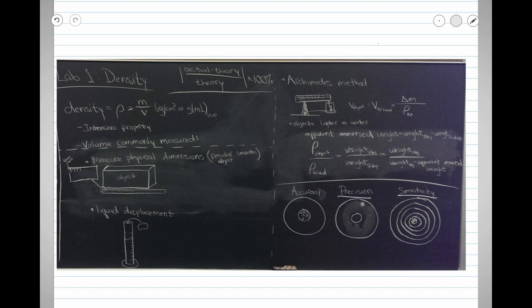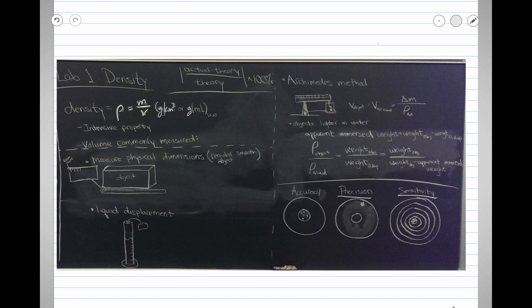All right, welcome to density, a physical property of matter. Density is the physical property of matter which describes the relationship between something's mass and its volume. So here's our density, and it's equal to the mass, which we're going to measure in grams, over its volume, which for a solid substance is in cubic centimeters.